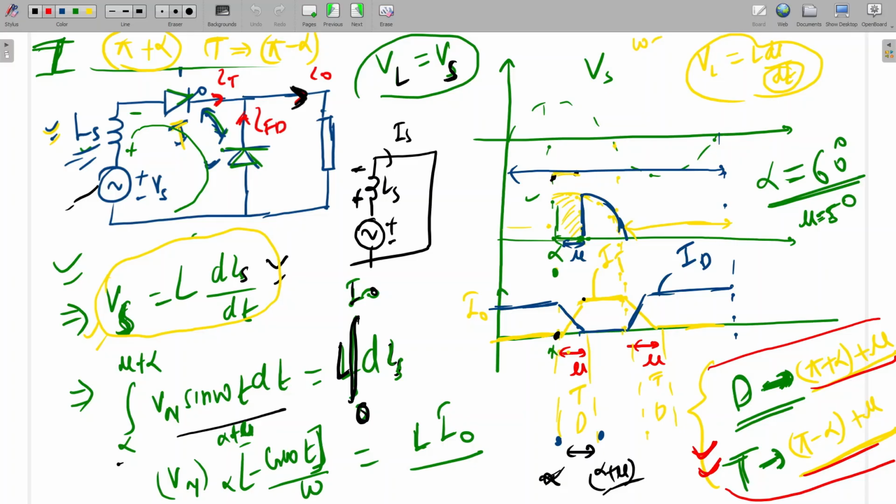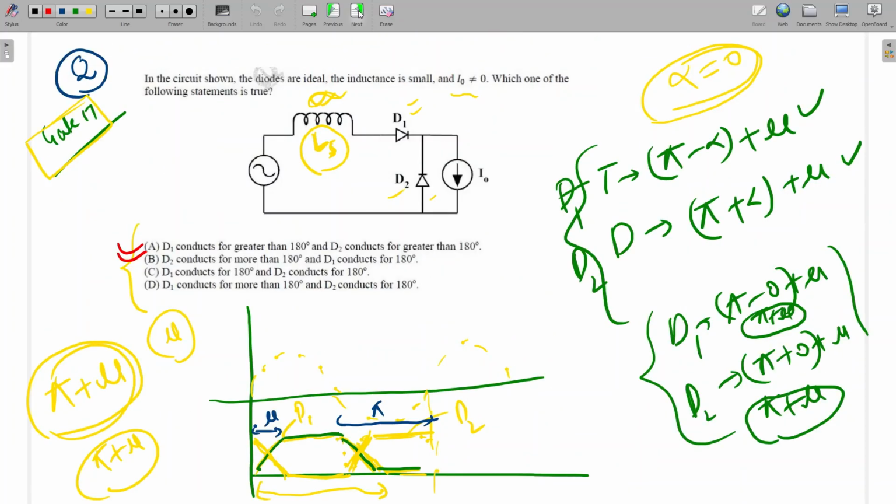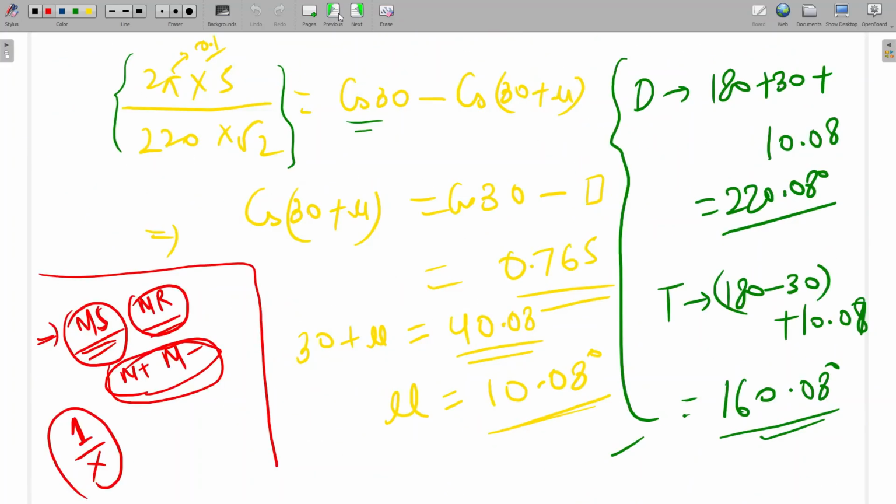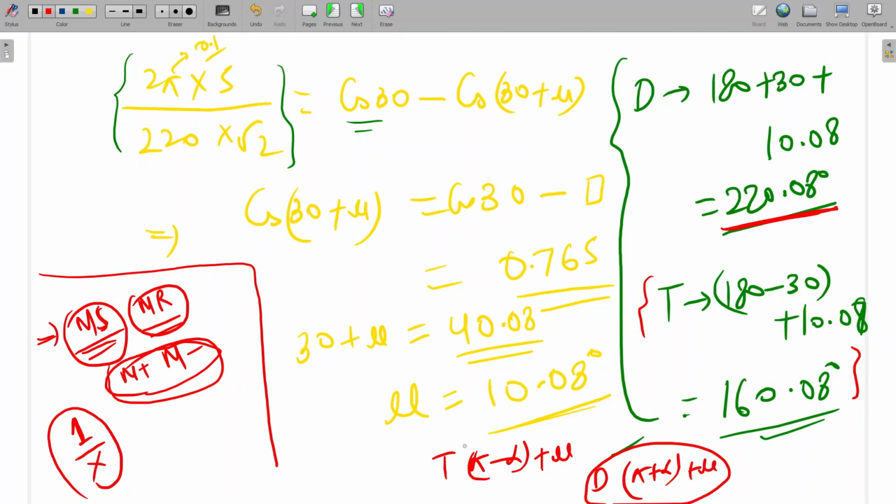And thyristor will, here we have done reverse, I think. Yes, sir, I have done reverse. Diode is more, 220.08, and thyristor is 160.08. So thyristor is pi minus alpha plus mu, and diode is pi plus alpha plus mu. Already we have derived this thing.